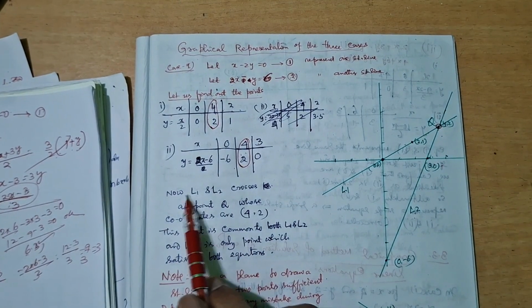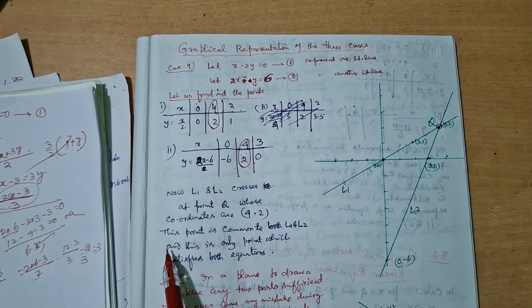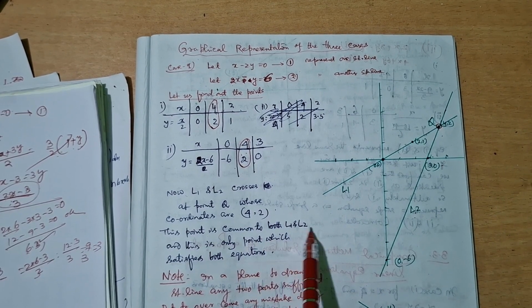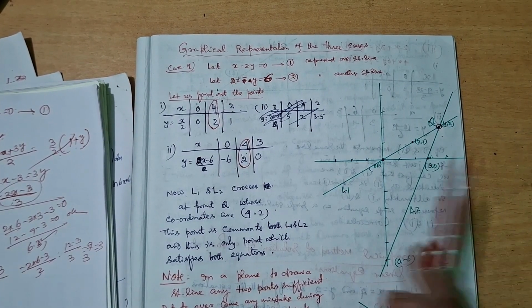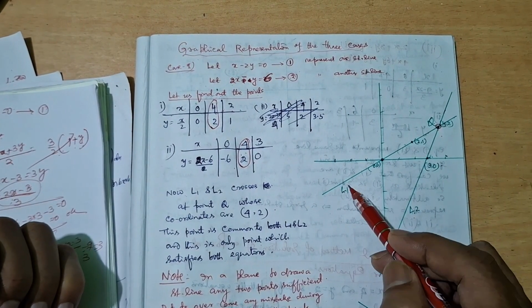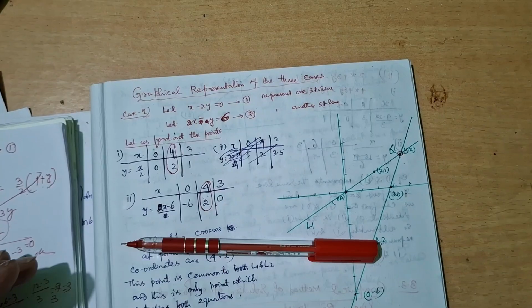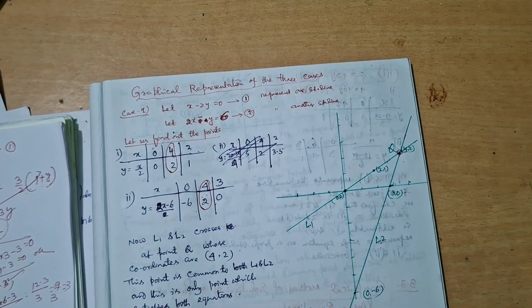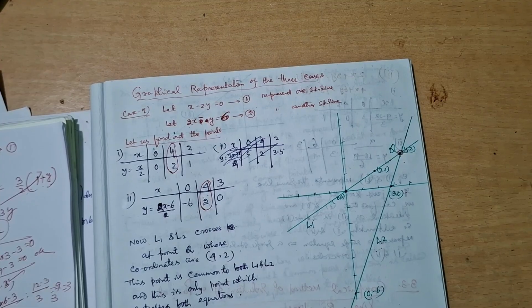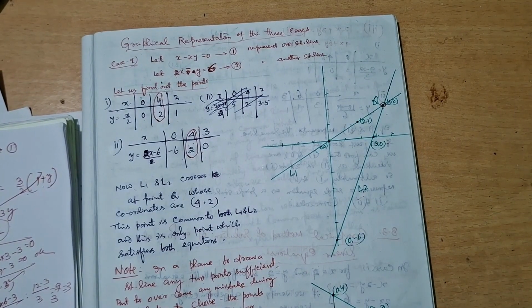Now L1 and L2 cross at point Q, whose coordinates are (4, 2). This point is common to both L1 and L2, and it is the only point which satisfies both the equations. Note: in a plane, to draw a straight line, any 2 points are sufficient, but to overcome any mistake during calculation, choose 3 points, as I have told earlier.